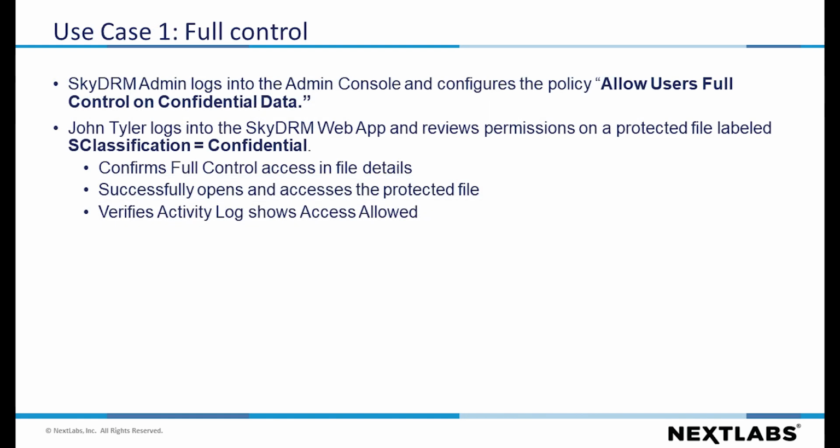Use case 1, full control. SkyDRM admin logs into the admin console and configures the policy allow users full control on confidential data. John Tyler logs into the SkyDRM web app and reviews permissions on a protected file labeled S classification equals confidential. Confirms full control access in file details. Successfully opens and accesses the protected file. Verifies activity log shows access allowed.